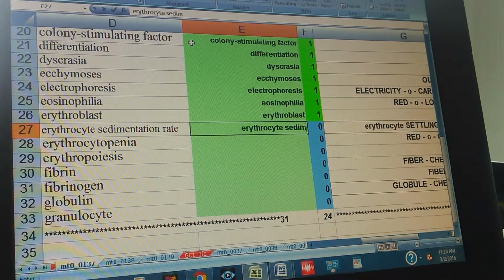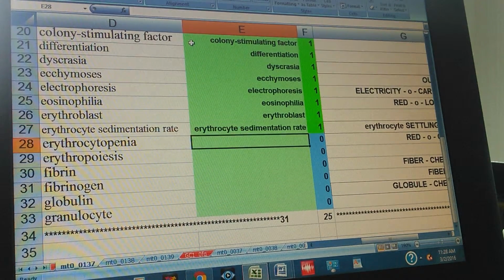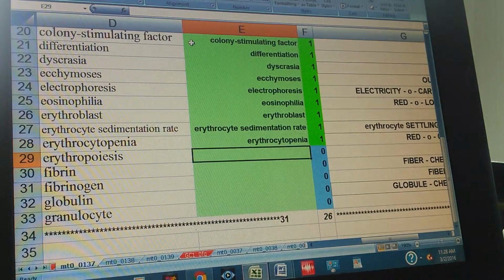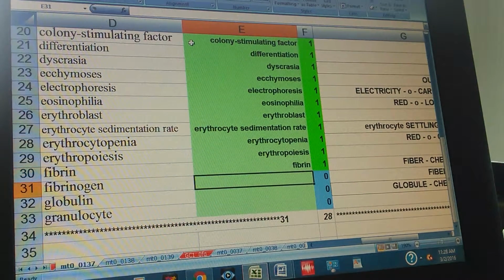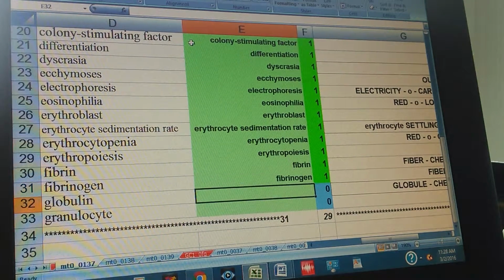Erythrocyte sedimentation rate. Erythrocytopenia. Erythropoiesis. Fibrin. Fibrinogen. Globulin.